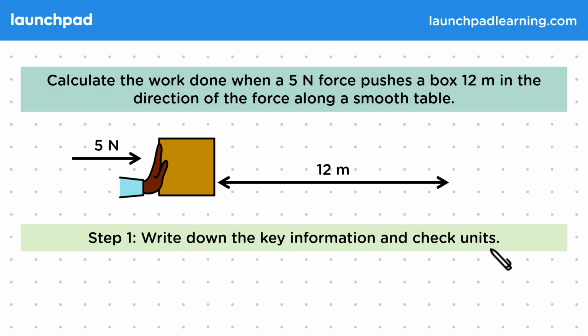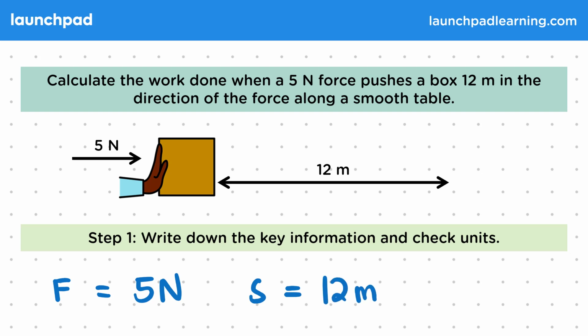So step 1 is to write down the key information and check the units. We're told that the force applied to the box is 5 newtons, and that it moves a distance of 12 meters. Both of these measurements are already in the standard units for the equation. So now we need to use this information to calculate the work done.